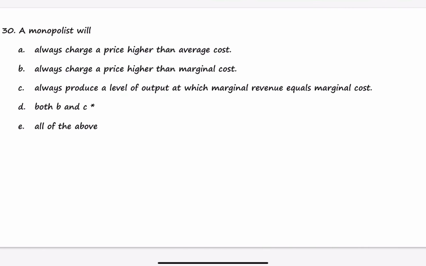$30, a monopolist will always charge a price higher than average cost. Not necessarily. We showed in our example earlier that it did not. Will always charge a price higher than marginal cost. This is true. Always produce a level of output at which marginal revenue equals marginal cost. If they are being smart, that is also true. So our answer is D.